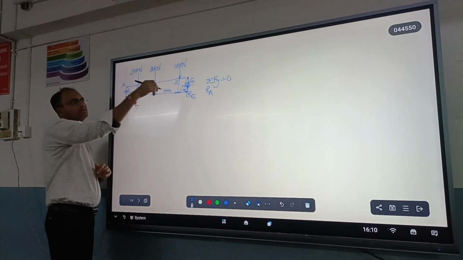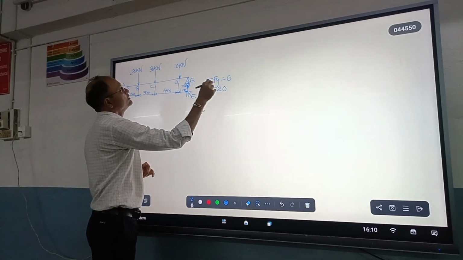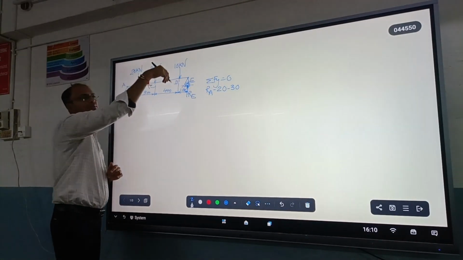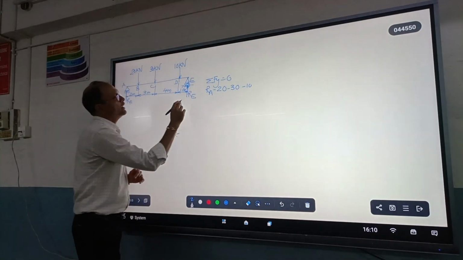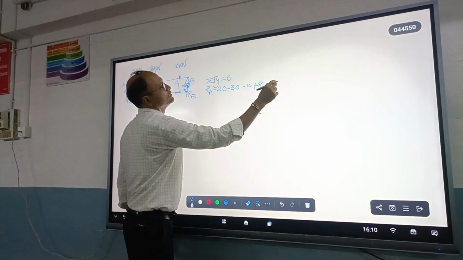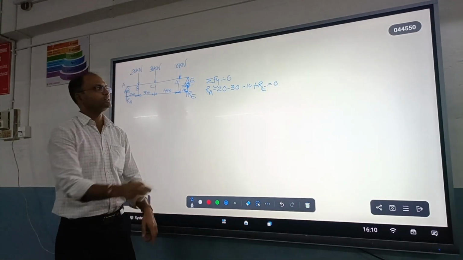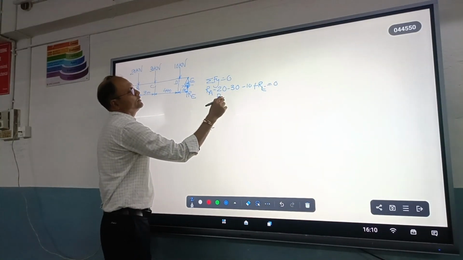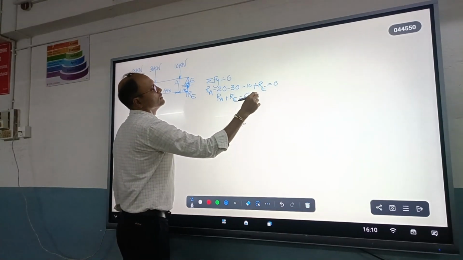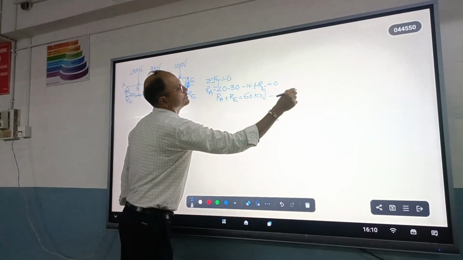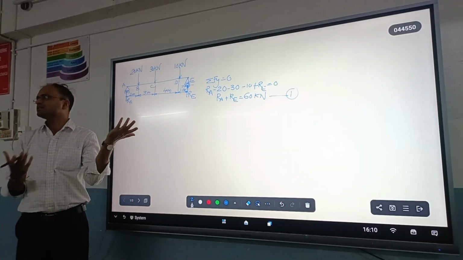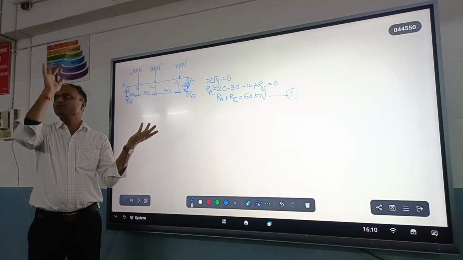20 is downward, so minus 20. Then minus 30, then minus 10, and plus Re is equal to 0. So you get the first equation as Ra plus Re is equal to 60 kilonewton. So equation number 1. It is that simple. Upward positive, downward negative.